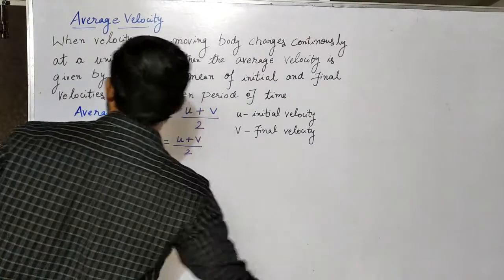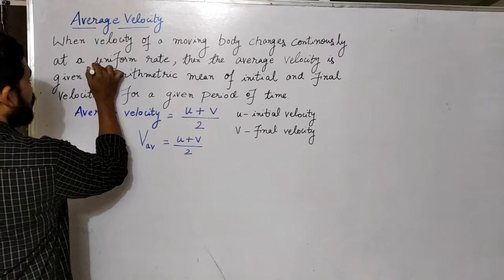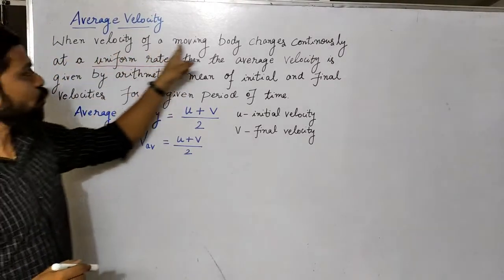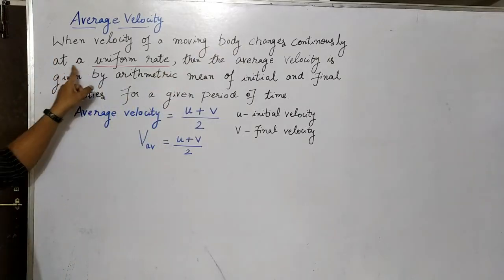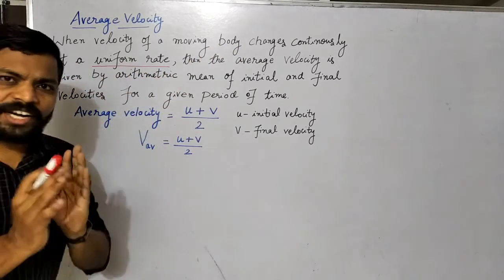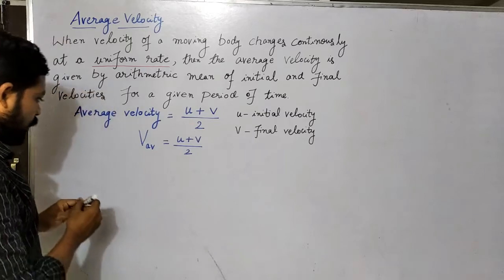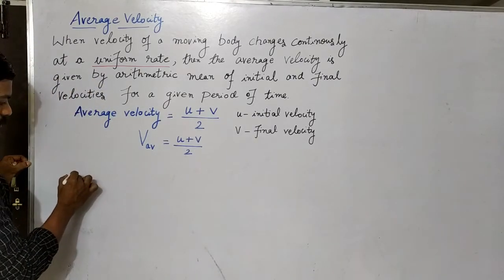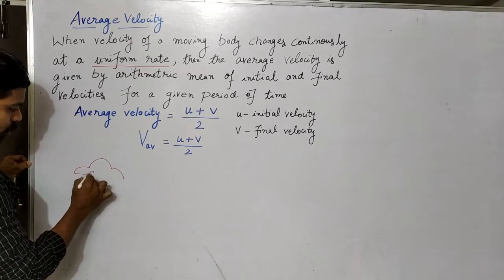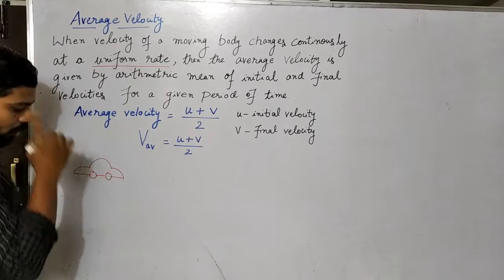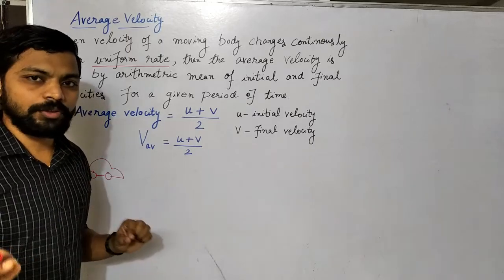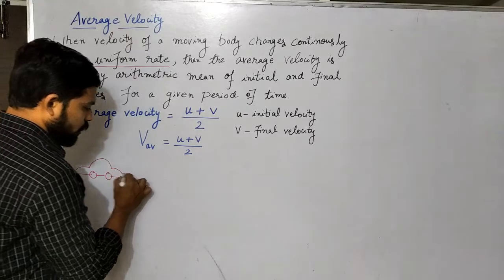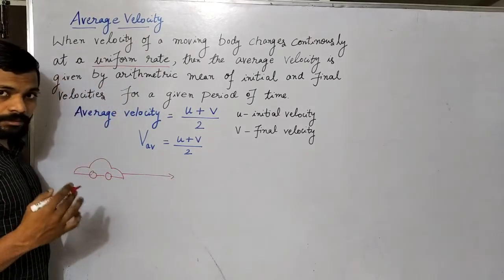Okay, this has to be underlined. Very important, people. When the velocity of a moving body changes continuously at a uniform rate, what does it mean? It means that, suppose, let us say a car is not moving with uniform velocity, it is varying, but the way it is varying is at a uniform rate.